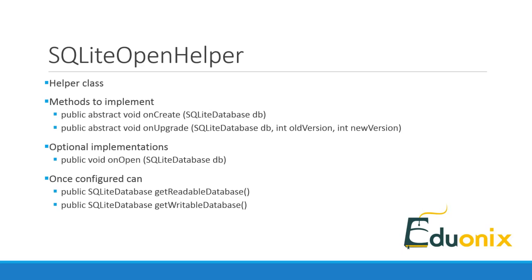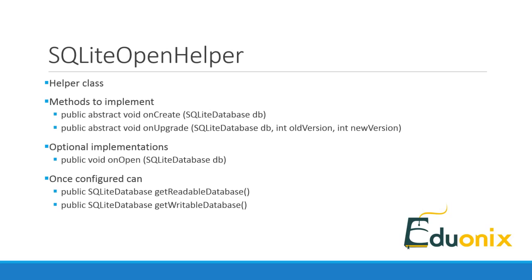In addition, there are some optional methods that can be overridden. For instance, onOpen, which is called when the database has been opened. The implementation should check isReadOnly before updating the database. This method is called only after the database connection has been configured and after the database schema has been created, upgraded, or downgraded as necessary.